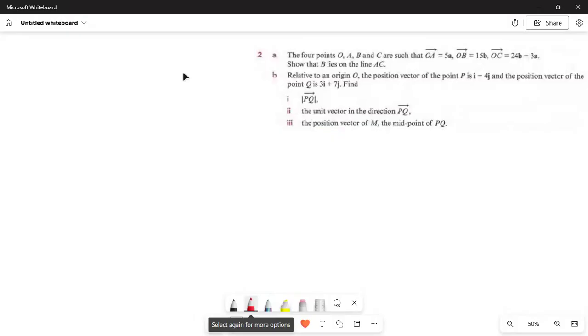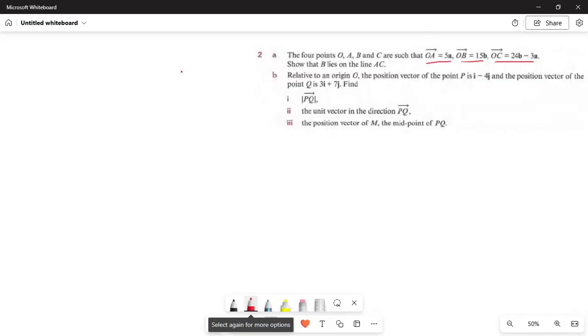We will be doing question number 2, and I believe this is chapter 30, vectors. So this question is not too difficult. We are given that OA is this, and OB is this, and OC is this. We have OA and OB, they are base vectors, you can say, and OC is expressed in terms of A and B. Show that B lies on the line AC.